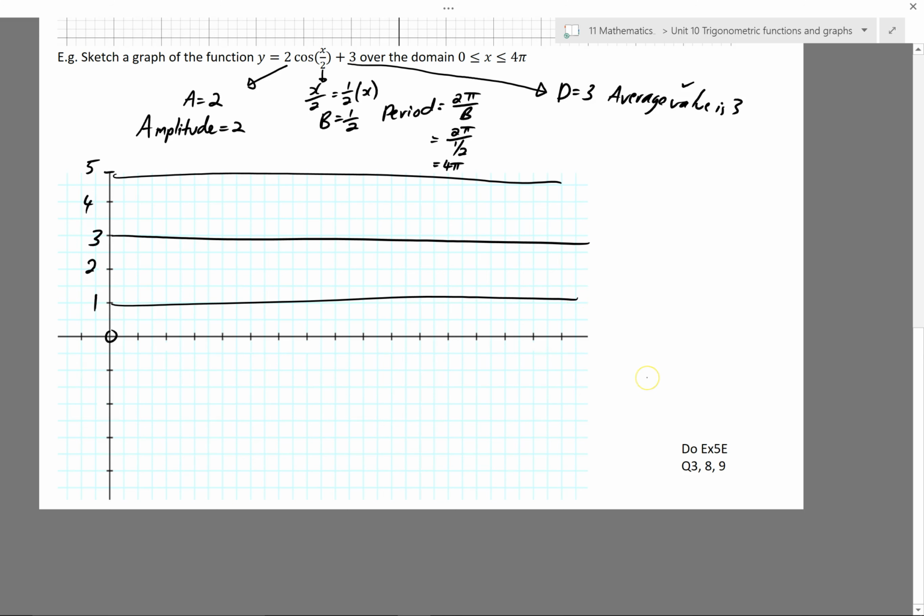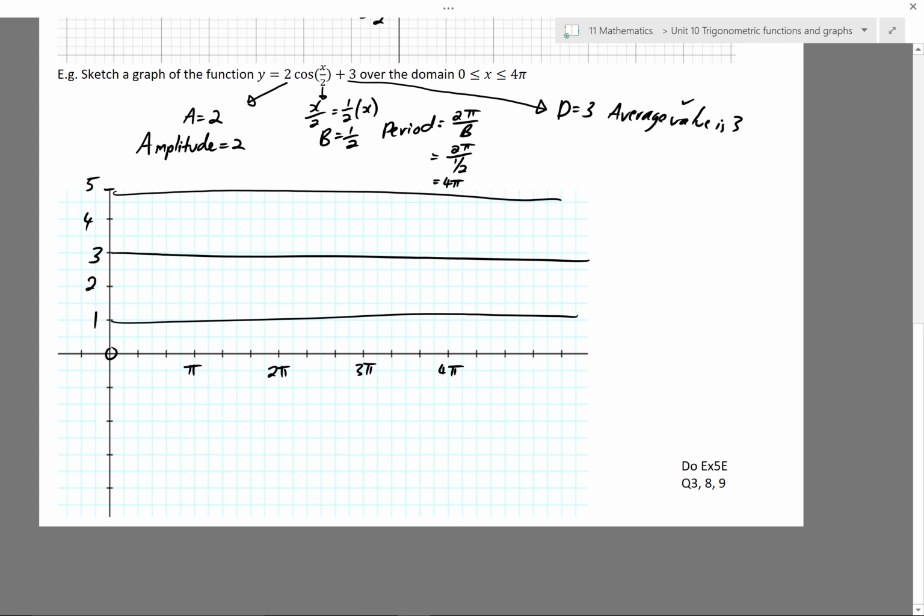And now I just need to find a way to put 4 pi on here. Maybe I should just go up in 3s. Pi, 2 pi, 3 pi, and 4 pi. Okay, and again, I've divided the period of 4 pi into 4 sections, so I can show what my cosine graph's doing. Positive cosine graph starts at the maximum, goes down to the average value, goes to the minimum value, back to the average value, and up to the maximum value.